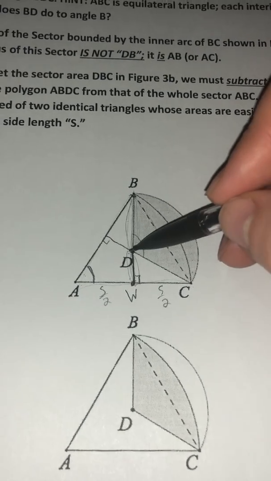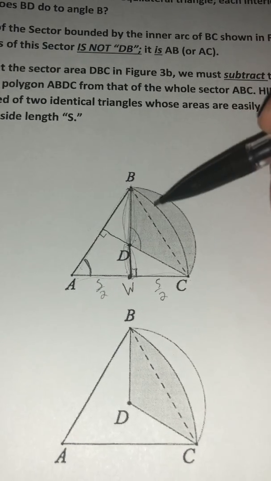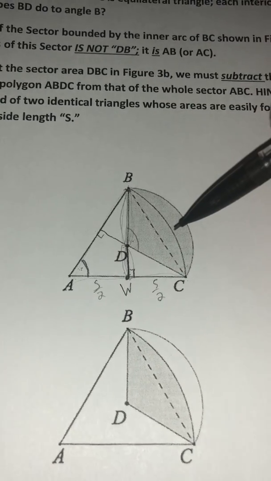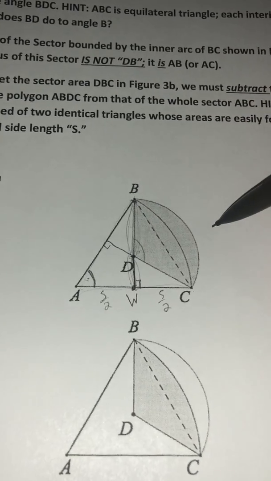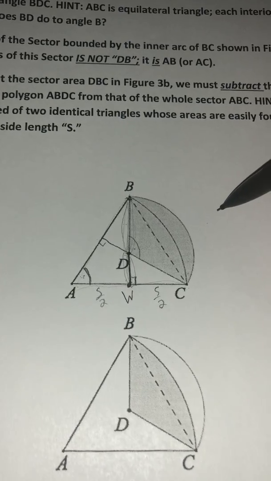Okay, so you'll need that radius. And you'll need that angle, which should be pretty easy to find, especially once you pop that in. Okay, so you should be able to find that, and then you'll be done with figure 3A once you plug it into the area of the sector formula.